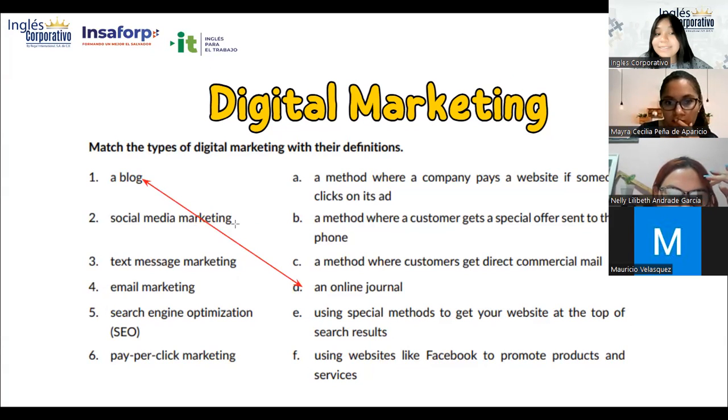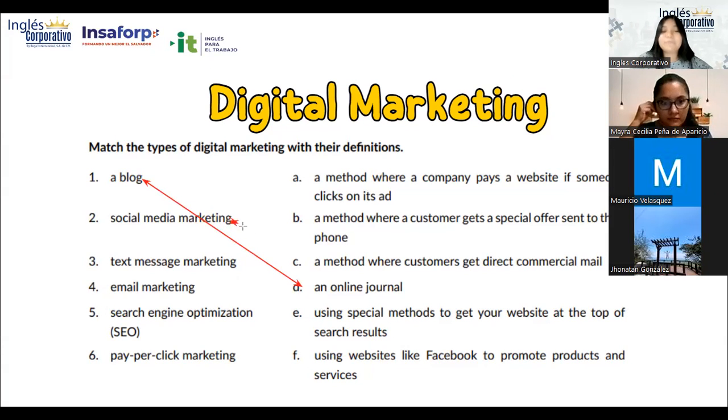Number two, social media marketing. Letter F. Using websites like Facebook to promote products and services. Excellent. Number three, text message marketing. Letter B. What is letter B? A method where a customer gets a special offer sent to their phone. Excellent. Very good. Number four, email marketing. What is it?